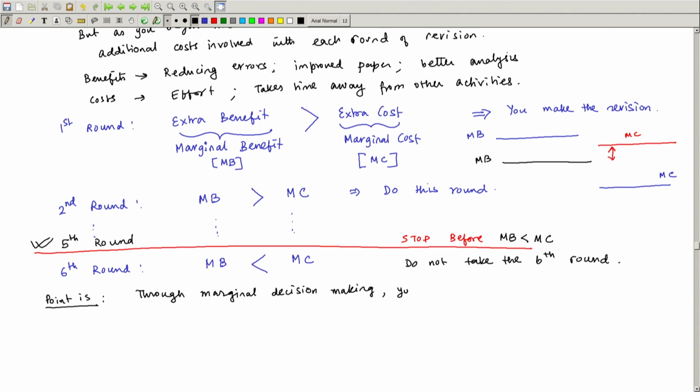you can find the optimal solution. In this case, the optimal number of rounds of revision. Right? Even though at the beginning you were not clear, right? So, when you started and you asked how many rounds of revisions do I need to take to make the paper acceptable for submission, we did not know.